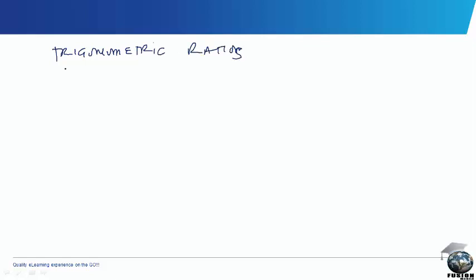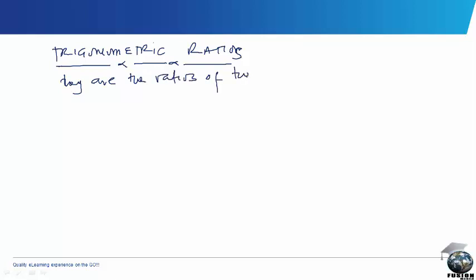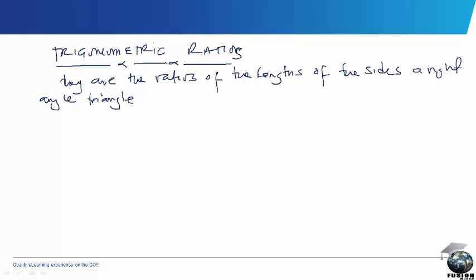When we talk about trigonometric ratios, we talk about the ratios of the lengths of the sides of a triangle, a right angle triangle for that matter.